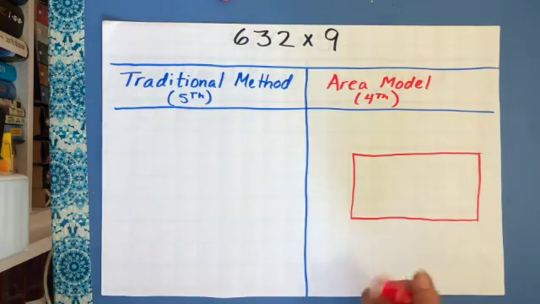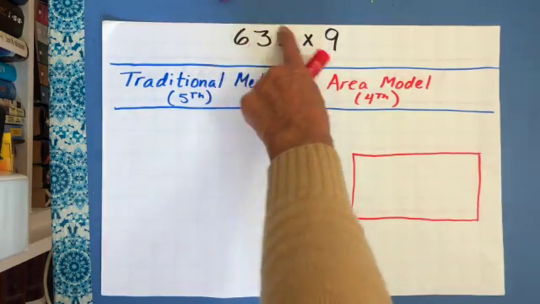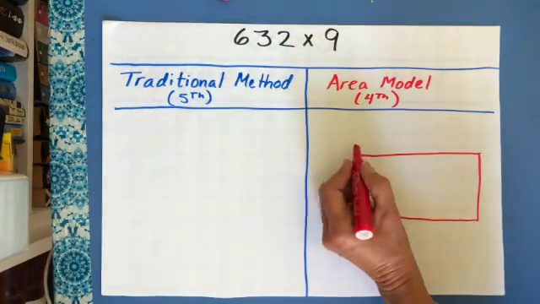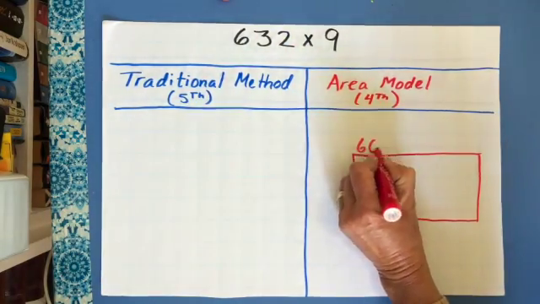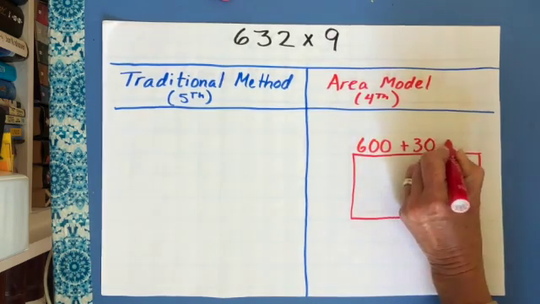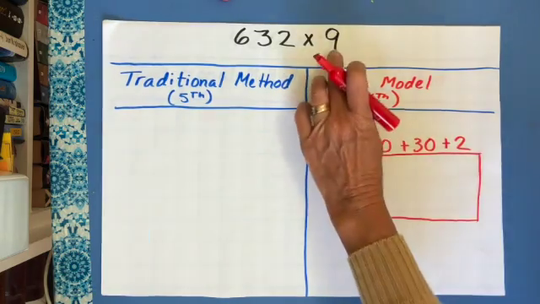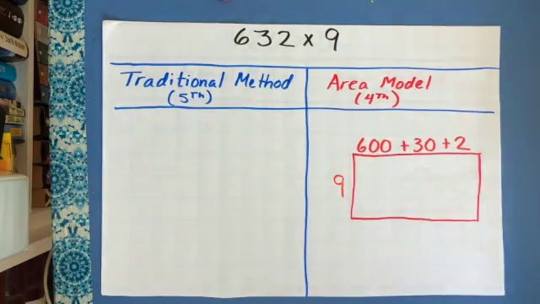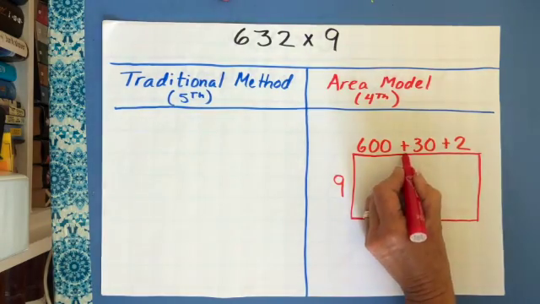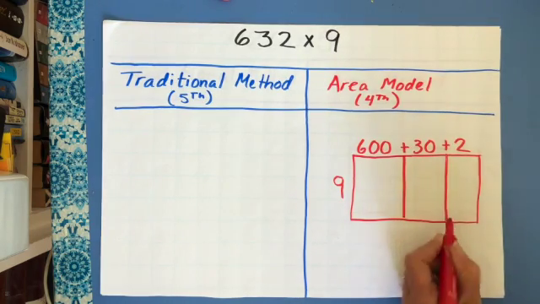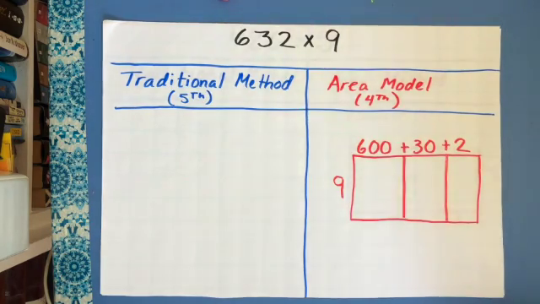So the first thing when we do the area model is we always write the numbers in expanded form. So to write this number in expanded form, I would write 600 plus 30 plus 2. And this number is already as large as it can be, which would be 9. Then wherever I see a plus sign, I draw a line. And now I've got 3 different boxes. I'm going to do 3 different partial products.